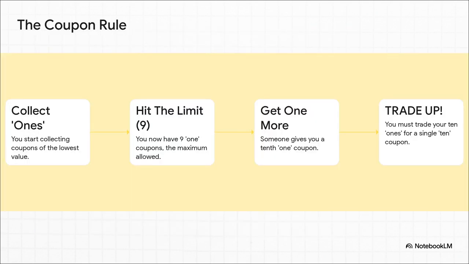Now, in our base 10 coupon game, there is one rule that you absolutely cannot break. You cannot hold 10 coupons of the same type. It's just not allowed. The second you get your 10th one coupon, bam, you are forced to trade all 10 of them up for one single, more valuable 10 coupon. This whole trading up system is the engine that makes all of math work.